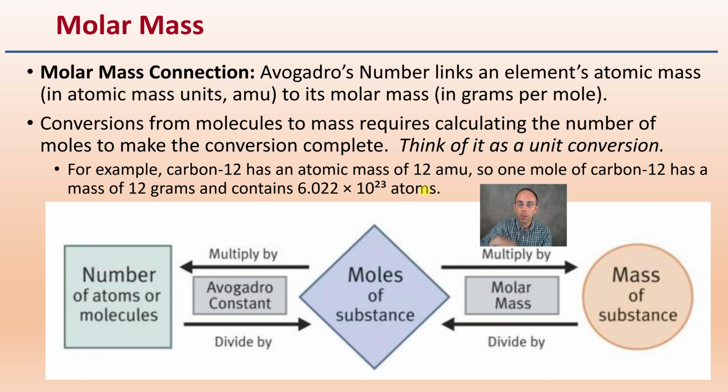I try to give a little summary table down here for doing conversions from the number of atoms or molecules all the way to the mass of a substance. We take the number of atoms or molecules, divide by Avogadro's constant to get to moles, and then we multiply by the molar mass to get the mass of the substance. We're going to work with some examples here, but you'll notice that whether we want to go from one end to the other, in the center is this concept of moles. So a lot of the time you're converting to or from the number of moles to get to the unit you're trying to calculate for.